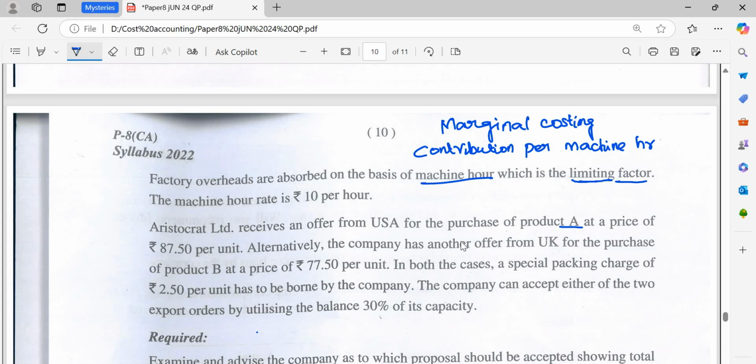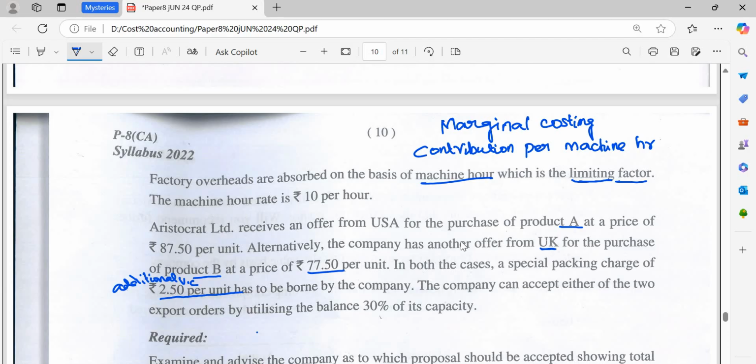And the company has another offer from UK. This is for purchase of product B. So we can export product A, or we can export product B, at different prices. In both cases, a special packing charge of 2.5 per unit has to be borne. That is an additional charge. So this is a variable cost, to be borne by the company.